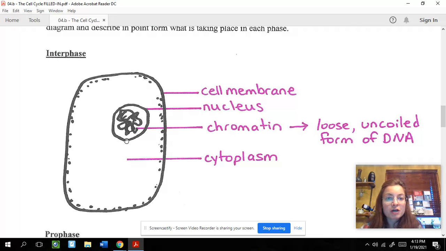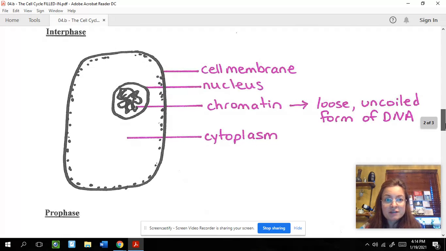So remember, we've talked about DNA before. It exists in very long, thin strands. One strand of DNA is like 6 feet long. And so all that is coiled up in just one nucleus of one cell. So it's very, very thin, but very long. And so it's all loose in the nucleus during interphase. And when this DNA is loose and uncoiled, we call it chromatin.